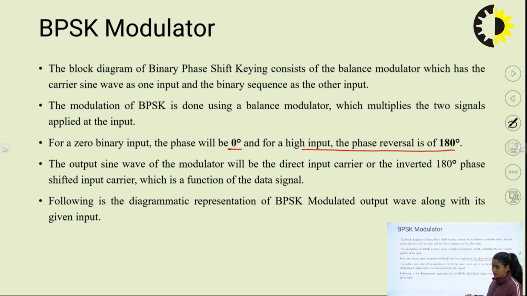Although the case I have considered is the opposite of it, you can consider either of these cases. Like for bit 0, you may consider no phase change, and for bit 1, you may consider 180 degree, or vice versa. The output sine wave of the modulator will be the direct input carrier or the inverted, 180 degree phase shifted input carrier, which is a function of the data signal.